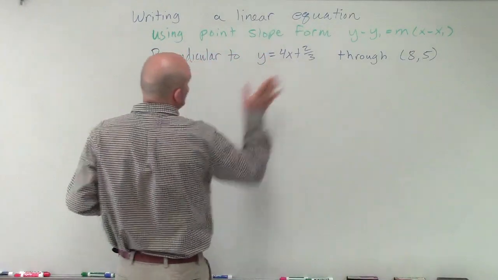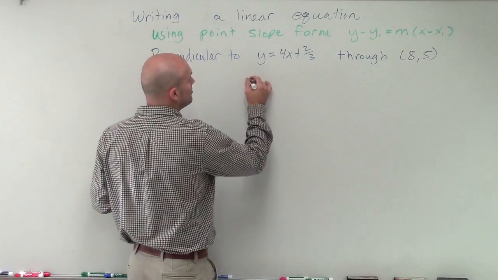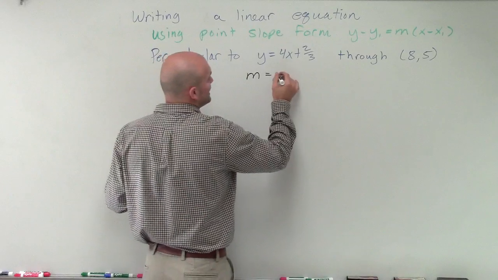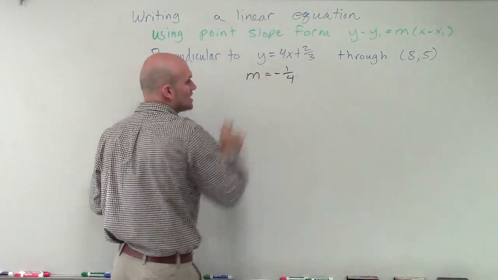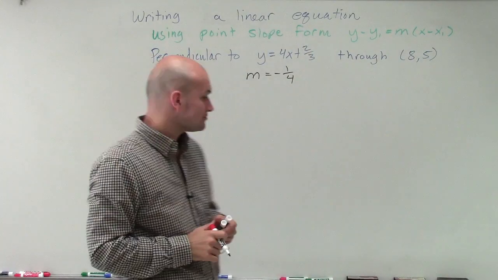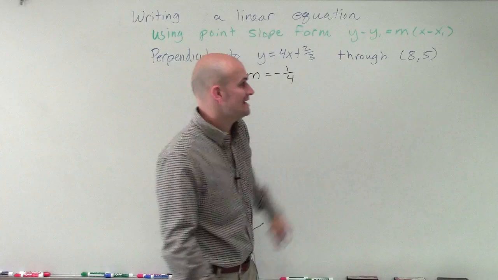So automatically looking at this equation in slope-intercept form, one thing that I can determine is that my slope is going to be m equals negative 1/4, as that is the opposite sign of my slope, and it's also the reciprocal. Now the next thing I know is I have a point, which is (8, 5).